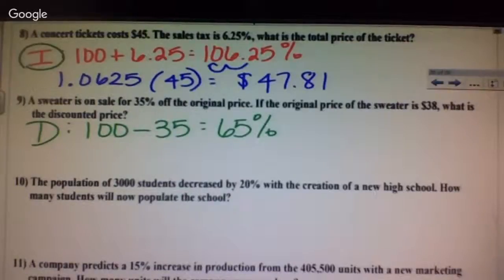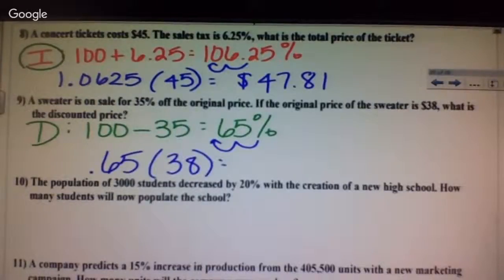65%. Again, as a decimal, we've got to move it 2 spaces to the left. So we're paying 65% of the original price if it's 35% off. Times that by the $38 that my sweater cost. How much are you getting your sweater for?